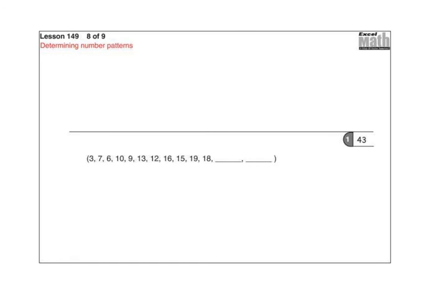All right, so we have 3 to 7. What's happening there? +4. 7 to 6. -1. Does this work, +4? Yes. Does that work, -1? Yes. Okay, so the pattern is +4, -1. What's happening from 19 to 18? -1. So what are we going to do to get to here? +4. Which is? 22. Good.